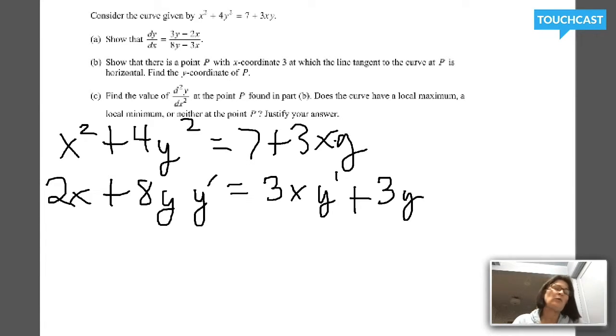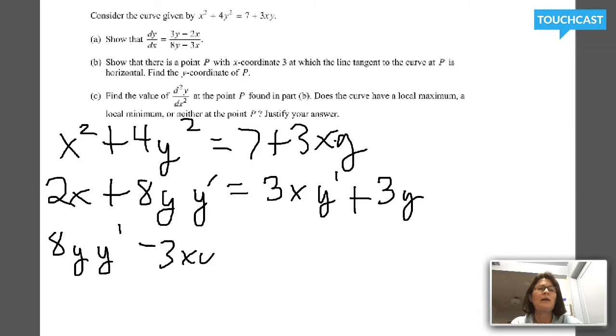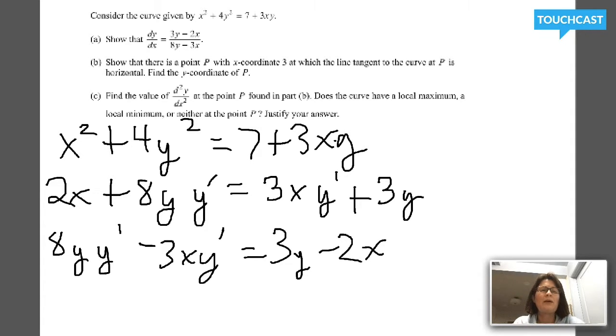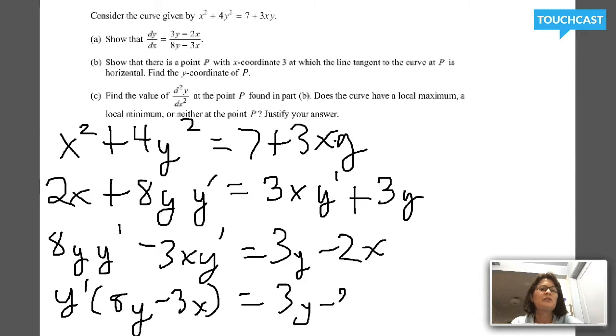Now my goal is to isolate y prime. I'm going to move all the y primes over to the left, and I'm going to try to move everything that doesn't have a y prime to the right. I'm going to end up with 8y y prime, which was already there, minus 3x y prime, equals the 3y that was there minus this 2x. Notice I can factor out y prime. It's going to be y prime times 8y minus 3x equals 3y minus 2x.